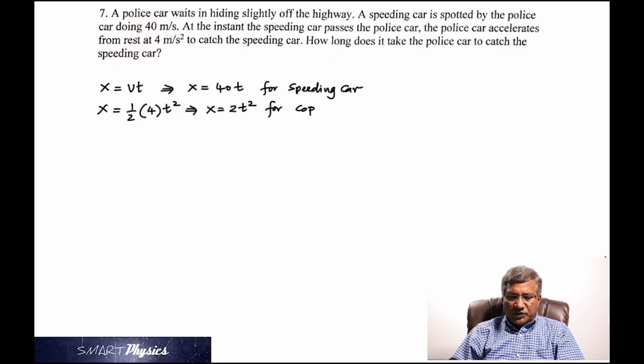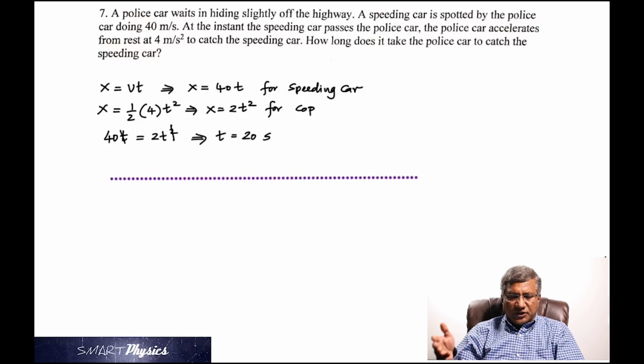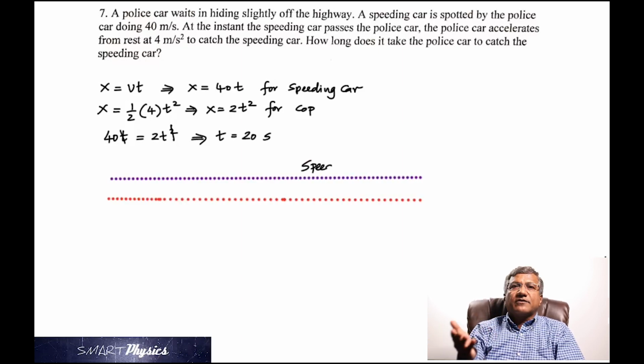So once you have these two equations, we know that the x's are equal, so set the right hand sides equal to each other and solve for t. And you get the answer as 20 seconds. So it took the cop 20 seconds to catch up with the speeding car. And here is a diagram just trying to show you that the speeding car is moving at a constant velocity. The dots are equally spaced, while for the cop you can see that the spacing is becoming greater.